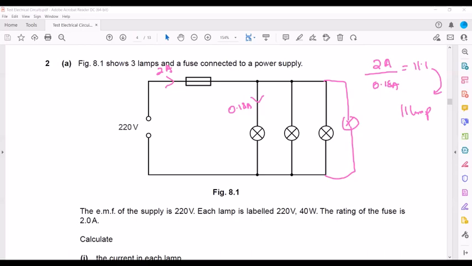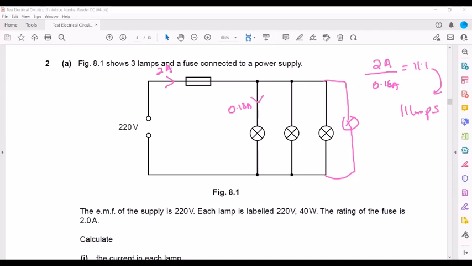Because if I connect the 12th lamp, the current will be more than 2 ampere and the fuse will blow. So 11 lamps can be connected so that the fuse will not blow. Because the fuse rating is 2 ampere, the maximum it can allow is 2 ampere. More than 2, it does not allow. So if the current is more than 2, the fuse will melt.